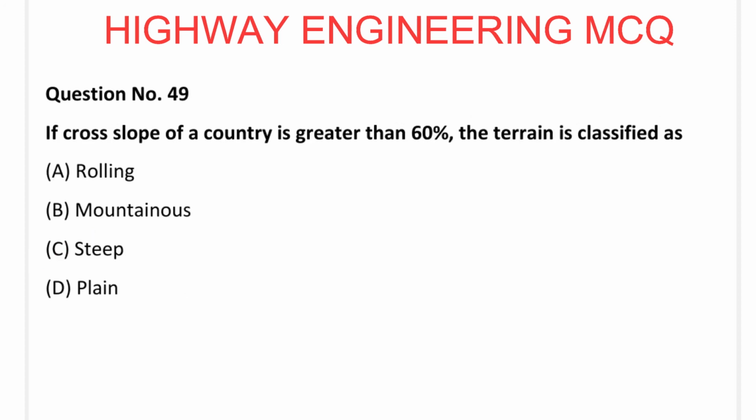So next question, if the cross slope of the country is greater than 60%, the terrain is classified as: A, rolling; option B, mountainous; option C, steep; and option D, plain. So the correct answer is steep.